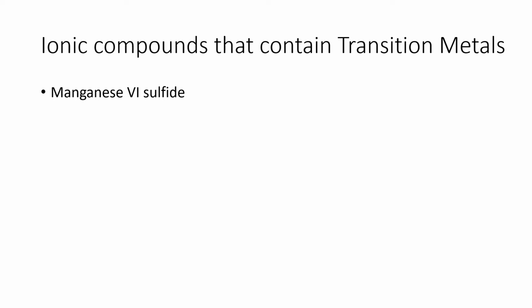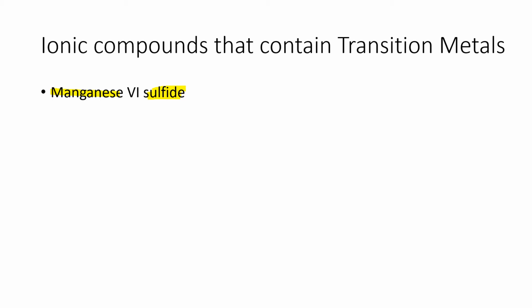Well, we look at what we have. Manganese is a metal. Sulfide comes from sulfur, and sulfur is a nonmetal, so we're definitely dealing with an ionic compound. Remember, what do we want to do every time we have an ionic compound? We want to write out what charges we are dealing with. What charges do we have in place?